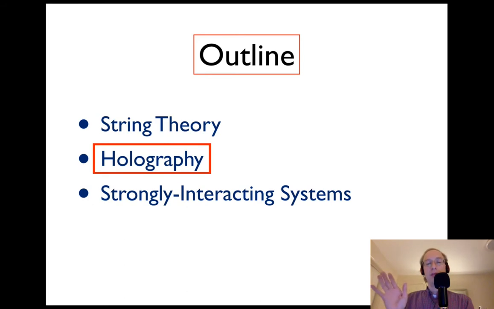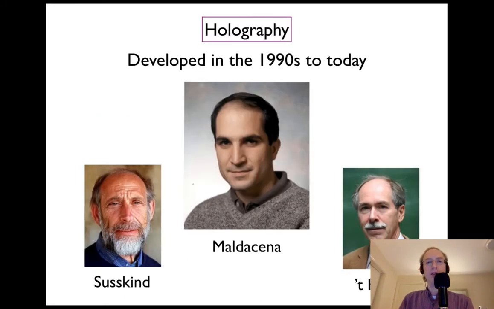But then the next step, what's holography? So again, starting with the history, holography was developed basically in the 90s up until the present, so after string theory. And it was developed primarily by these three people, Susskind, 't Hooft, and Maldacena. 't Hooft actually does have a Nobel Prize, but not for holography or string theory. He won a Nobel Prize for his work on the Standard Model. But let's start with this guy in the middle, Maldacena. This is Juan Maldacena.